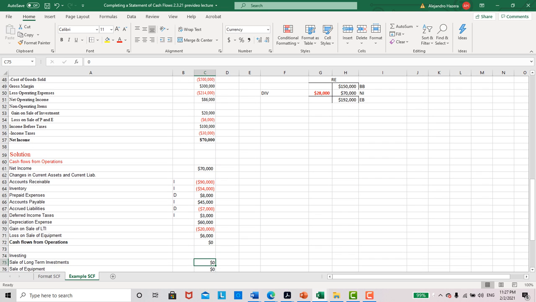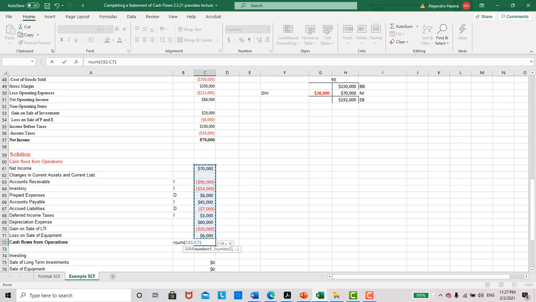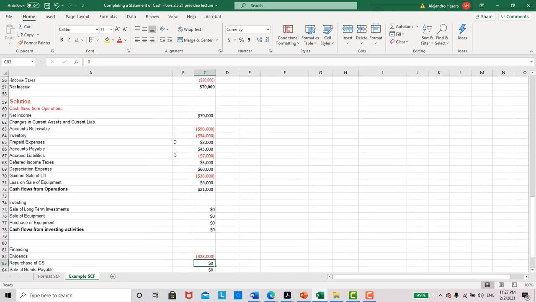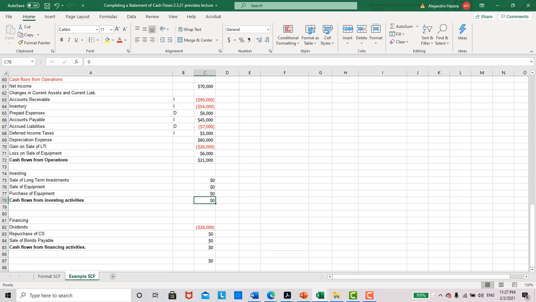And then finally, we'll just add up the operations section of the statement of cash flows, starting with net income, going down to the loss on sale, and you should get 21,000, and you do. Now these next two sections are relatively short usually, at least in textbook problems.